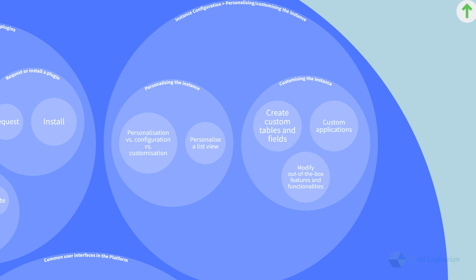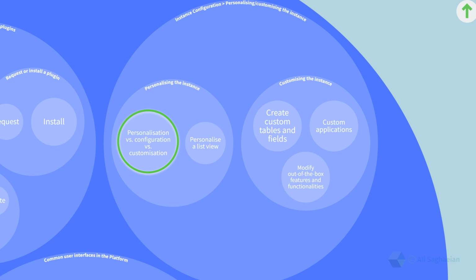Personalizing or customizing the instance refers to the platform changes to suit a user's or business specific needs and requirements. This can be as simple as personalizing a list view that can be performed by end users, or more progressive changes such as creating custom tables and fields, custom applications, or modifying existing out-of-the-box features and functionality.